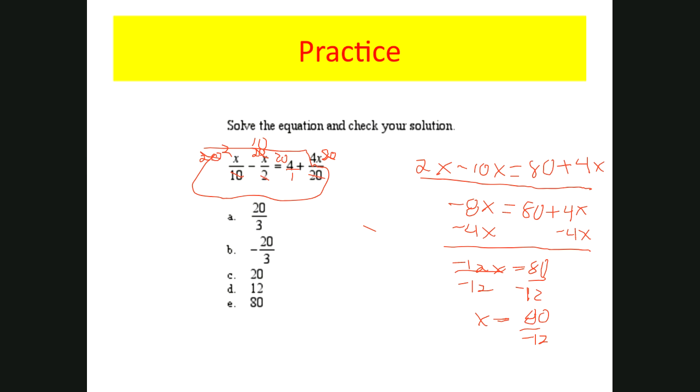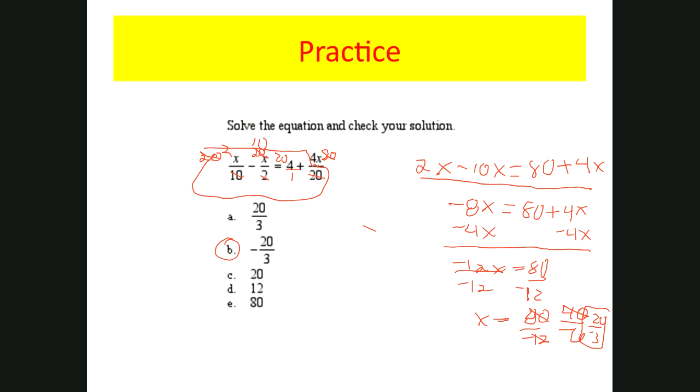So let's simplify. 2 goes into 8 4 times. 2 goes into negative 12, negative 6 times. Well, that doesn't go down. So I'm going to go again. So 2 goes into 40 20 times. 2 goes into negative 6, negative 3 times. So 20 over negative 3. Woo! I'm going to say that's my answer. Just because it looks right.